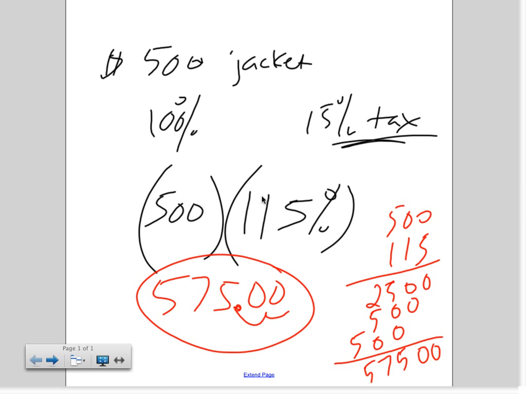After tax. So how much are you paying for tax? How much are you paying for tax? $75. So that means if someone asks you, what is 15% of that jacket? $75, because you have to pay $75 extra.